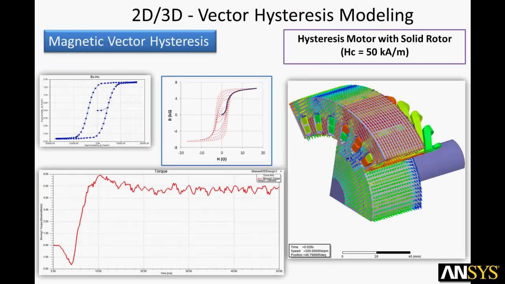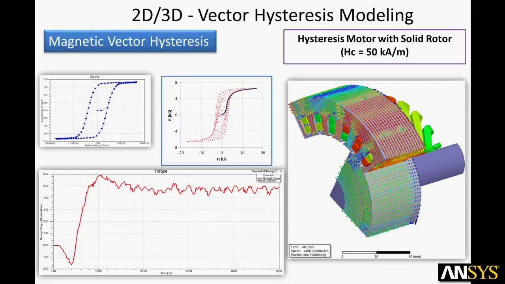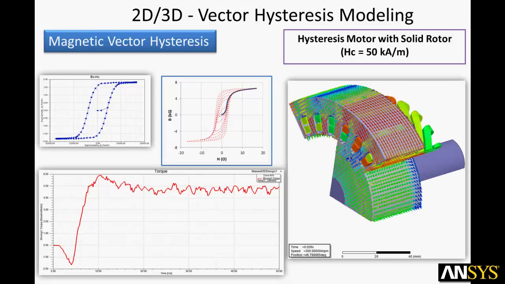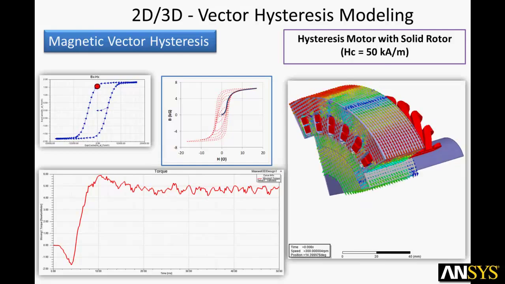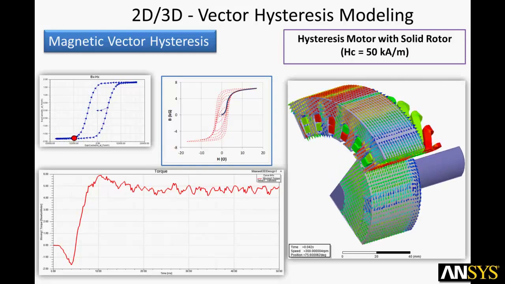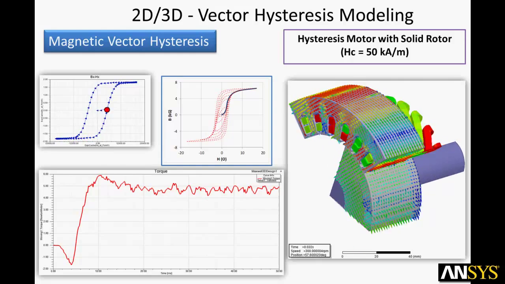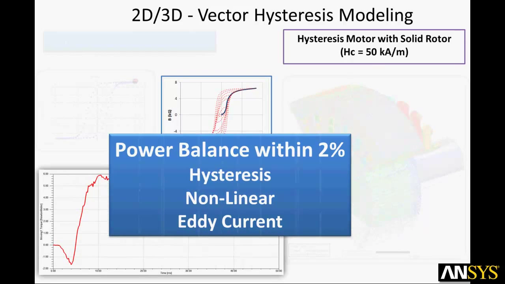Here you see an example that required the most advanced magnetics modeling. This hysteresis motor has a solid rotor with a thin layer of ferromagnetic material that provides dynamic magnetic pole creation. This can be modeled only if the ferromagnetic material demonstrates hysteresis. Accurate prediction of motor efficiency also requires nonlinear modeling and eddy effects. A measure of accuracy is the power balance between electrical input power and the mechanical output power, including various losses.